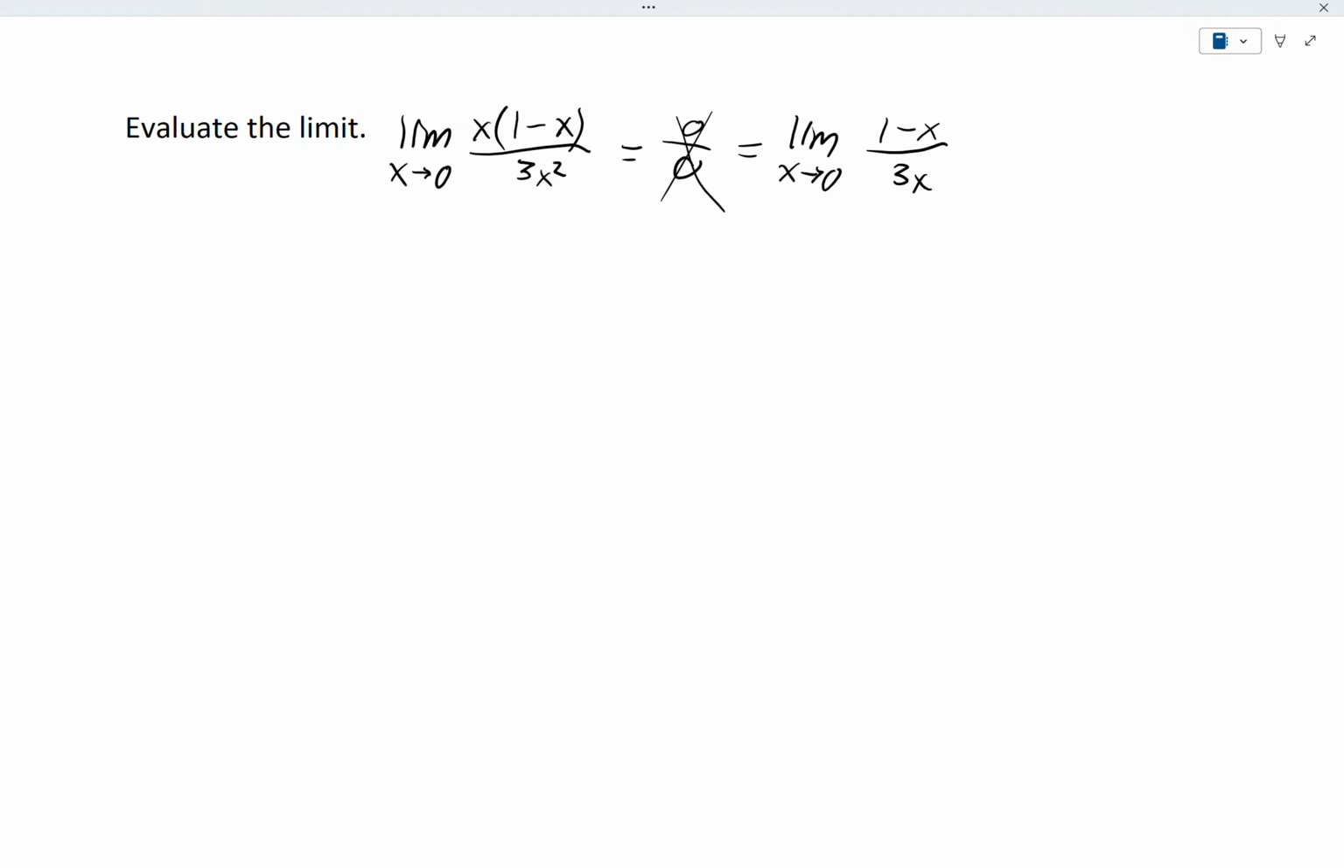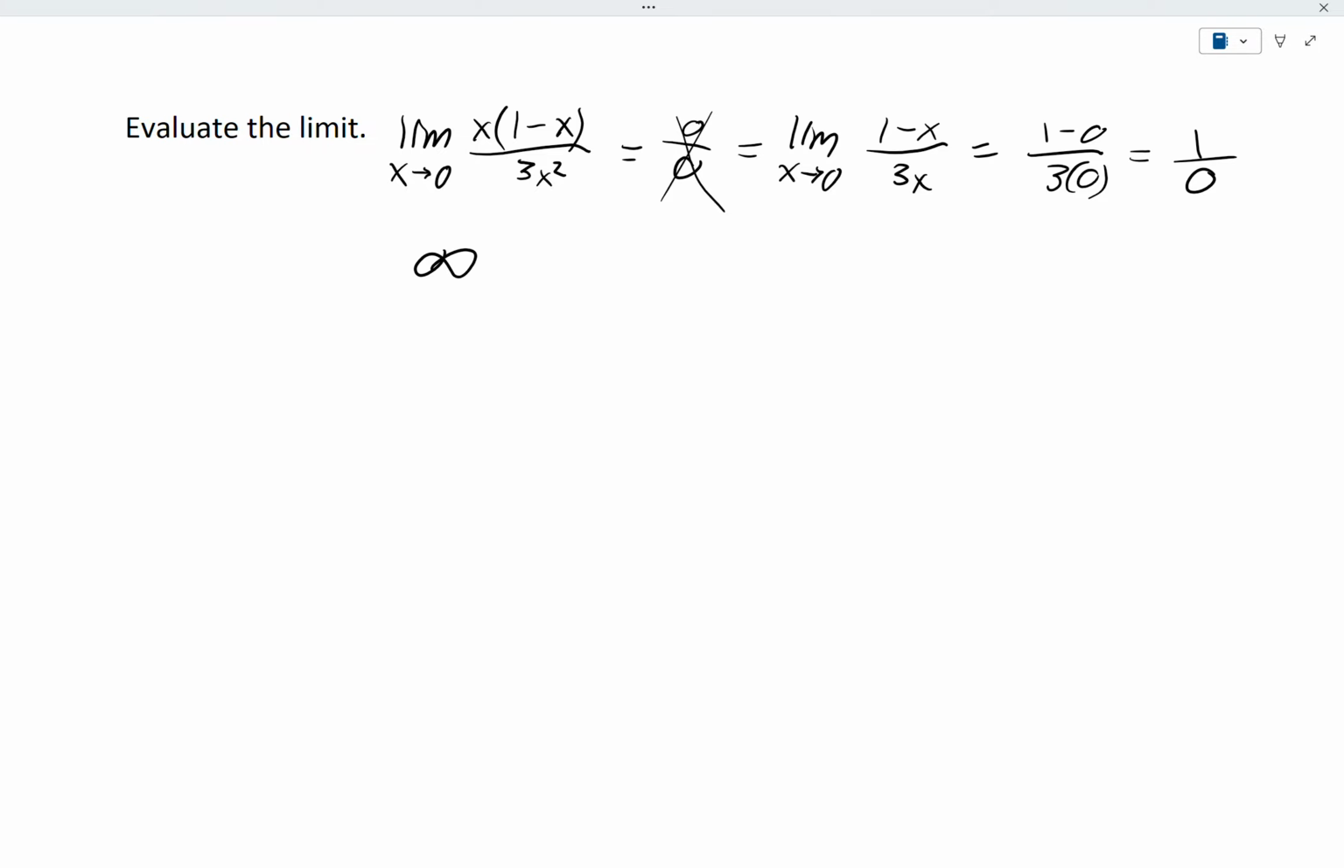Now let's plug in 0 and see what happens. So we get 1 minus 0 all over 3 times 0. So we get 1 over 0. And you might just say, oh, okay, 1 over 0, that's infinity whenever you're doing limits. So the answer is infinity.